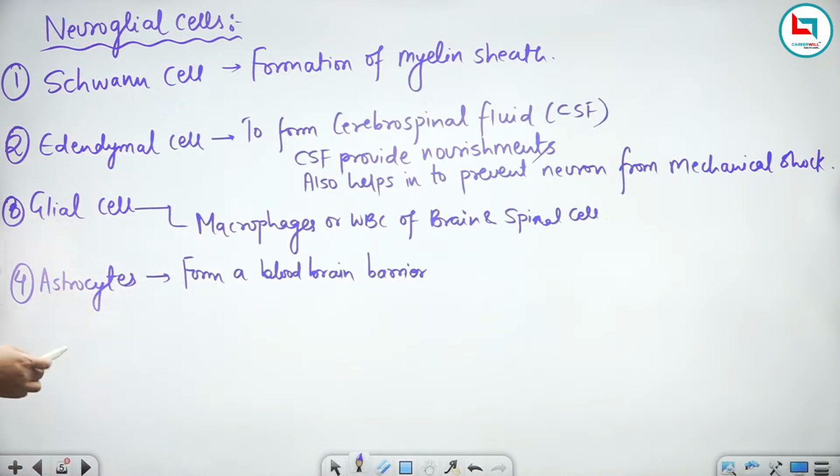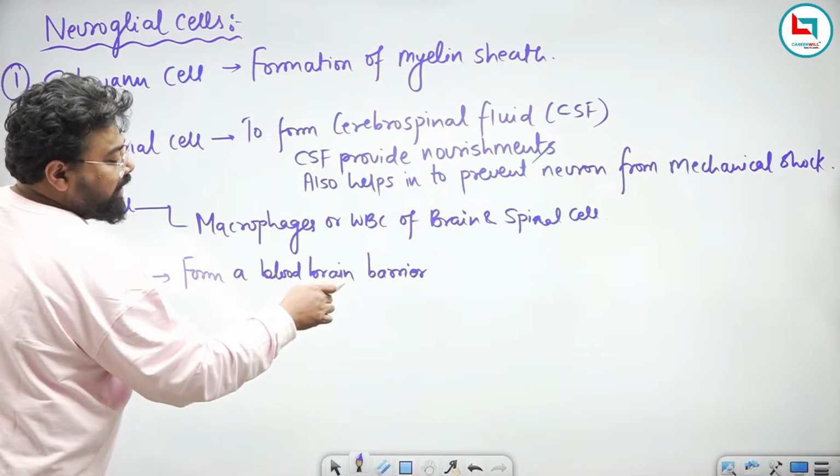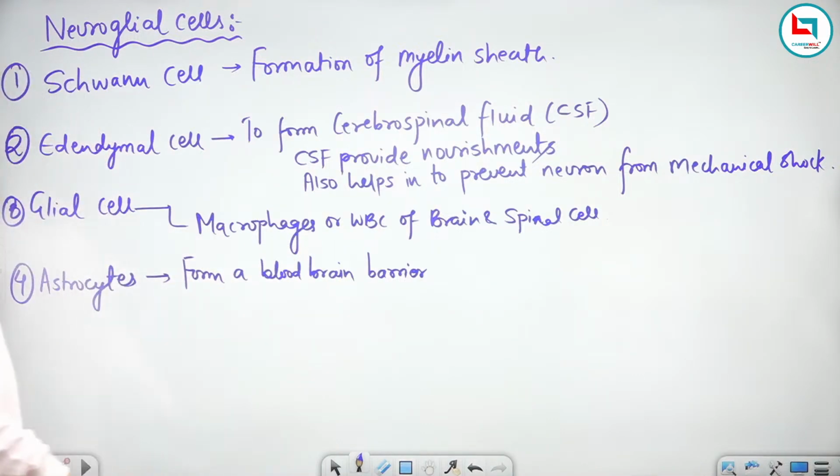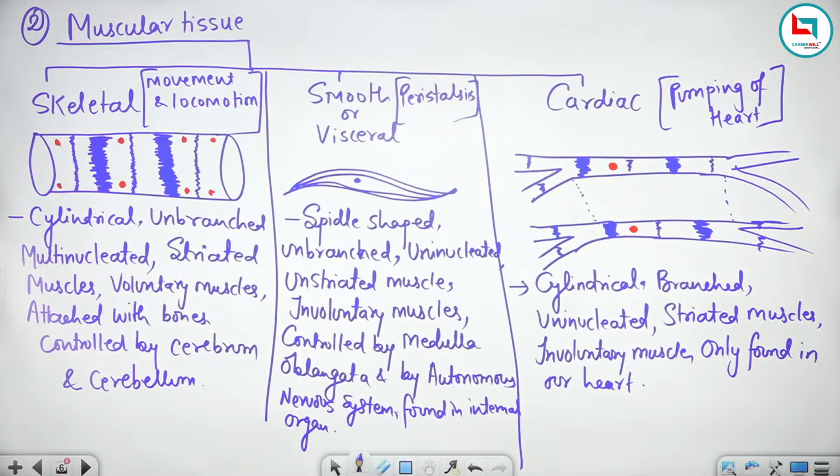Astrocytes form a blood-brain barrier due to which blood does not enter directly inside the brain, because if the blood enters inside the brain, it fills the cavities in the brain, resulting in inflammation or swelling of the brain, and this condition is known as meningitis.